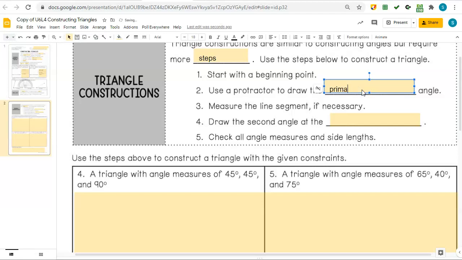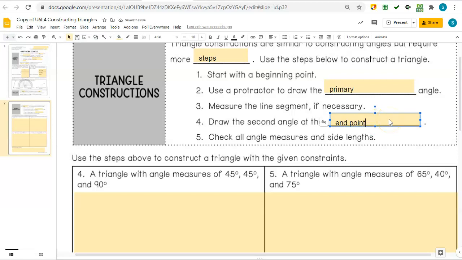Alright, so when I say primary angle, I'm saying the angle that we used to define what type of triangle it was in the first place. So if it was a right triangle, we're going to draw the right angle. If it was an obtuse triangle, we're going to draw that obtuse angle. Alright, any other type of triangle, we're going to just go ahead and draw what we call the primary angle. Then we measure a line segment if necessary. So if it gives us a length, we're going to use that length. And then we're going to draw a second angle at the end of that first line segment. And we're just going to call that the end point.